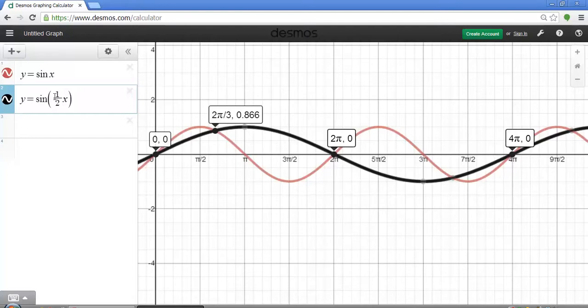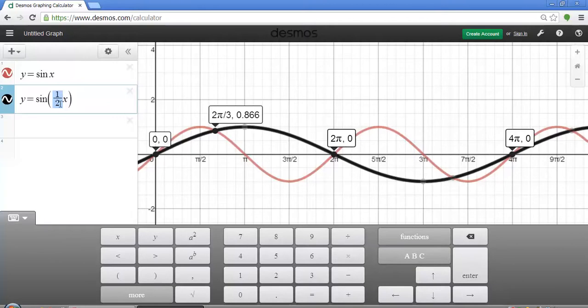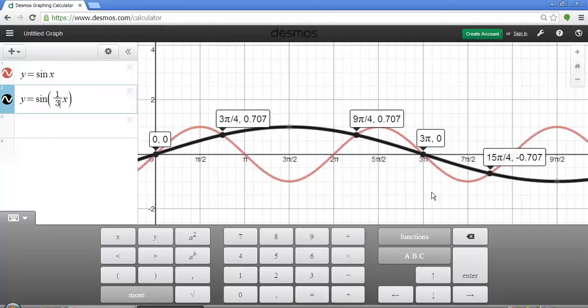So what does the 1/2 do? The 1/2 means that you need the distance of 2 original waves to make the distance of the new one. Or basically it elongates the period by a factor of 2. So if we put a 3, that means we need the distance of 3 original waves to make the black curve.